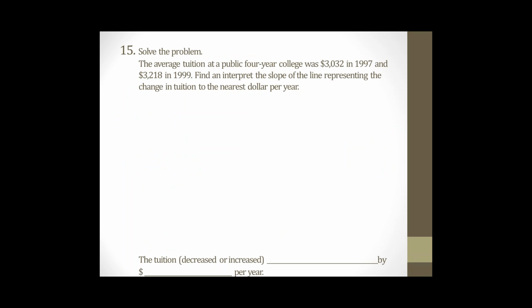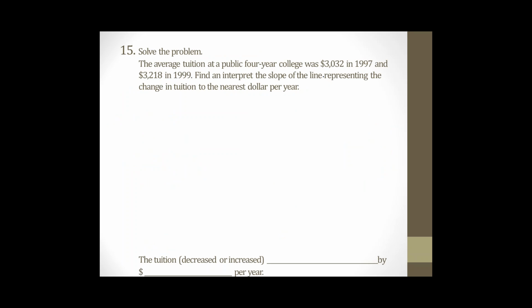Question 15. I know not a lot of people like word problems, but let's attempt this one anyway. Solve the problem. The average tuition at a public four-year college was $3,032 in 1997 and $3,218 in 1999. Find and interpret the slope of the line representing the change in tuition to the nearest dollar per year.